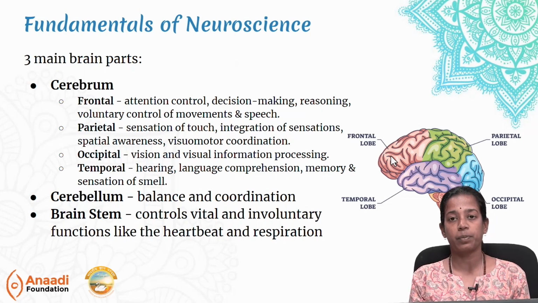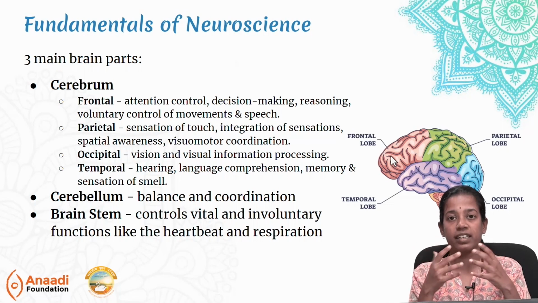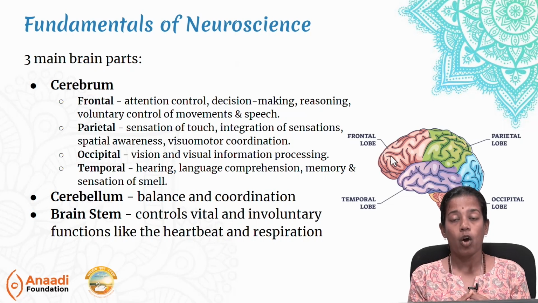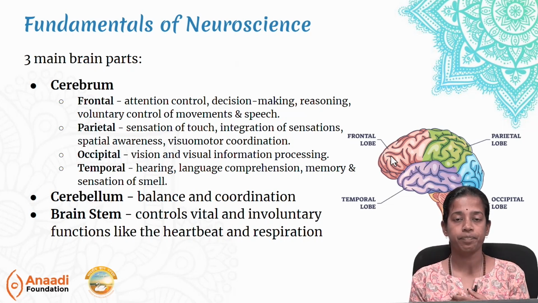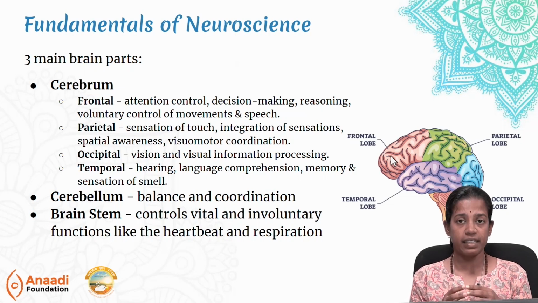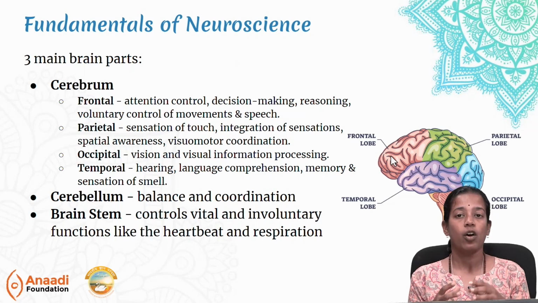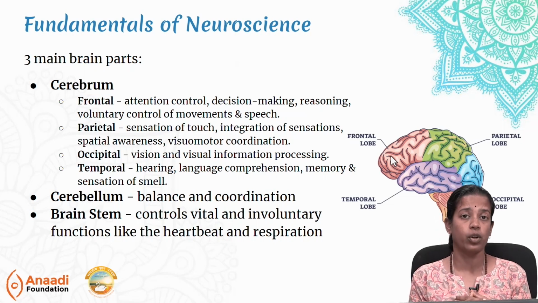The parietal lobe is with respect to sense of touch, integration of all the sensations, spatial awareness, visual motor coordination, hand-eye coordination and all of those, that is taken care of by the parietal lobe. The occipital lobe specifically is for visual information processing and vision. It takes care of the whole vision part. The last one, the temporal lobe, impacts hearing, and helps with language comprehension, memory and sensation of smell. All of this is taken care of in the temporal lobe.